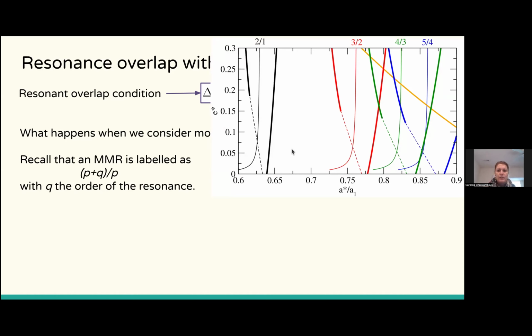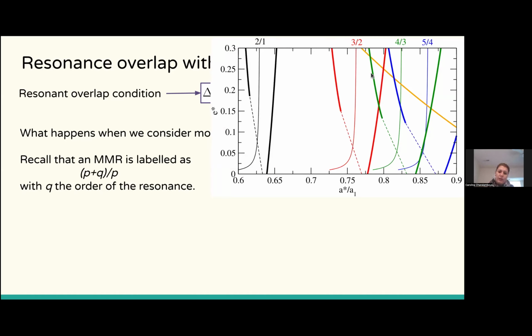And I wanted to show how this resonant network looks like. And so we see that the 2-to-1 mean motion resonance is isolated, but then we see that all the other mean motion resonances begin to overlap. And so one initial condition can be simultaneously in different mean motion resonances at the same time.